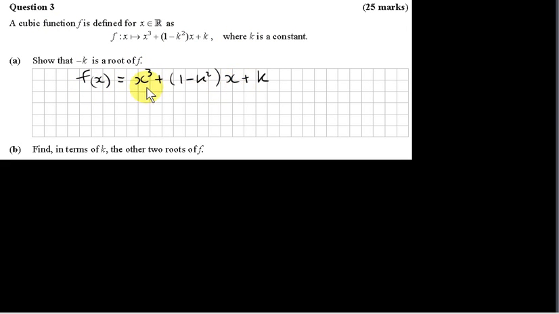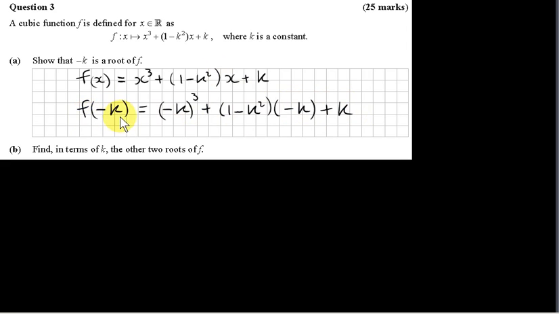So here's f of x using the standard function notation that we will use. And we want to show that minus k is a root, so we want to get f of minus k. So we replace x with minus k. So we have to take minus k and cube it. So we write minus k in brackets here. We want to cube this quantity. So replace x with minus k, and if we simplify all of this, we should get 0.